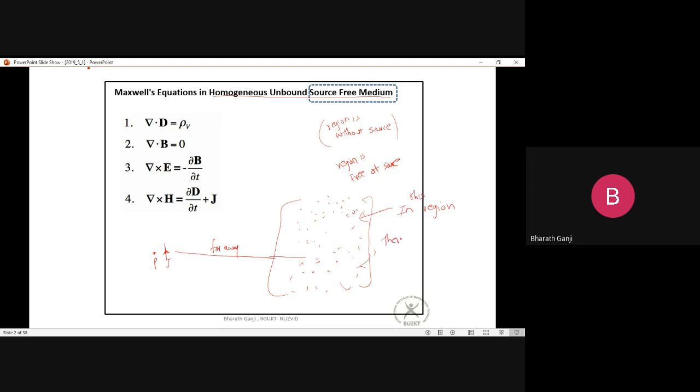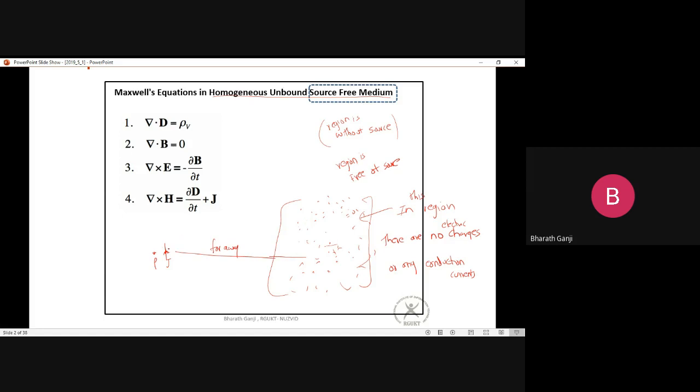there are no charges, so no electric charges or any conduction currents. That is, there is no motion of charges, and there is no charge density anywhere in this region. Okay, so if there are no charge densities or currents in this region, they cannot probably create any fields. So we can say in this region there are no sources of fields.